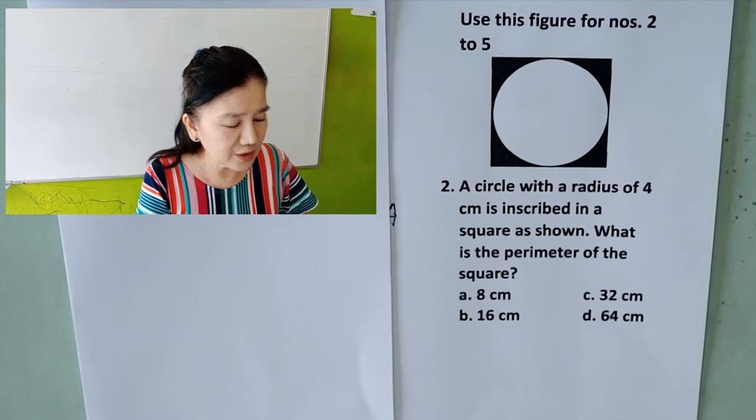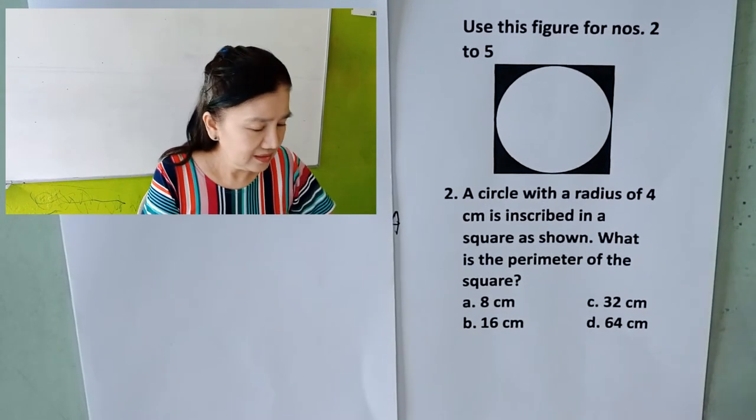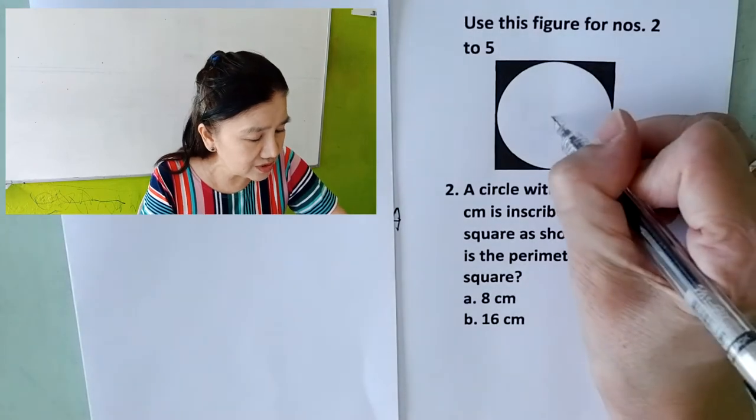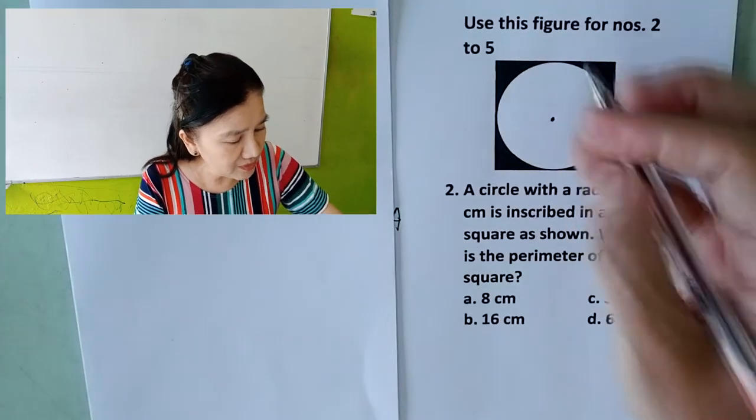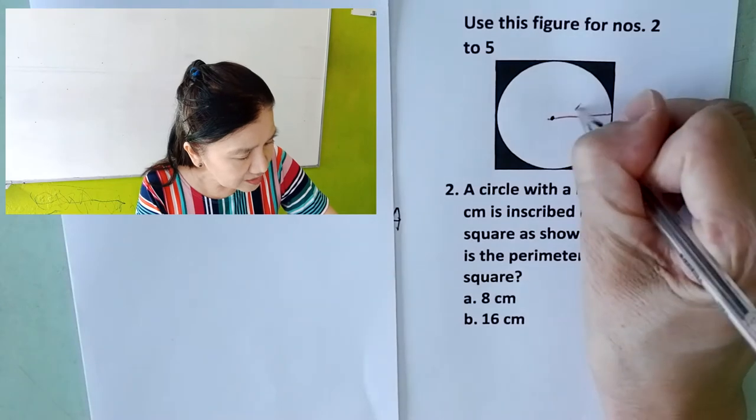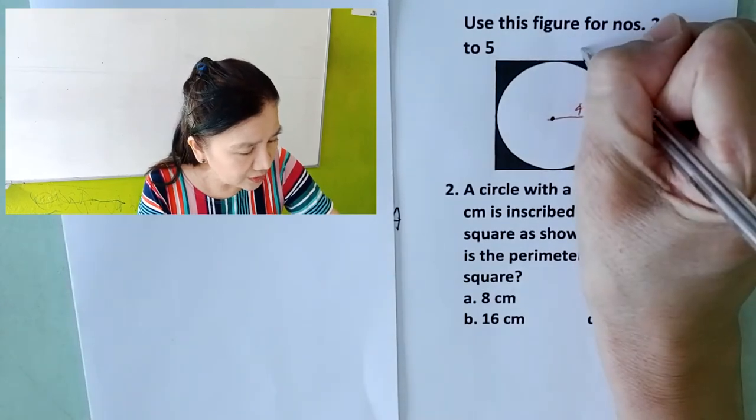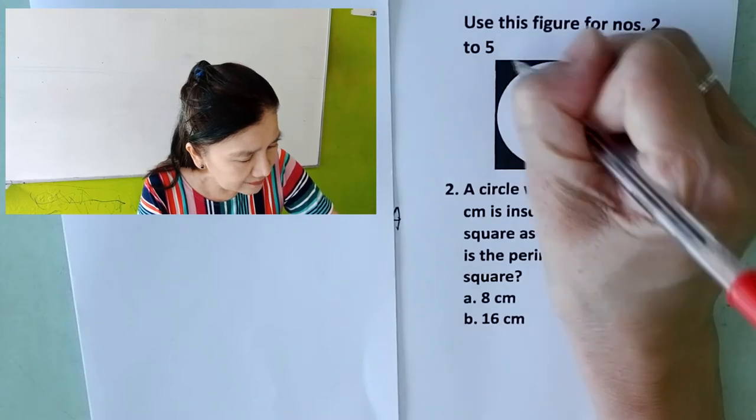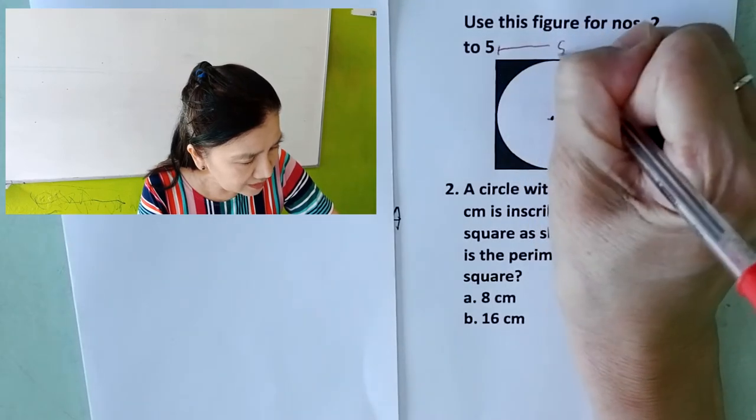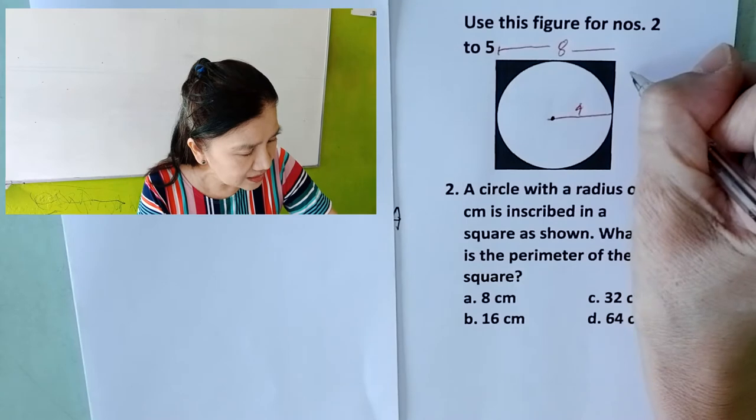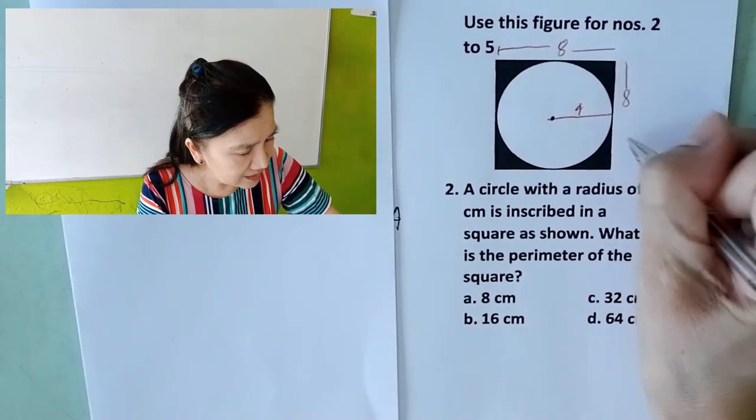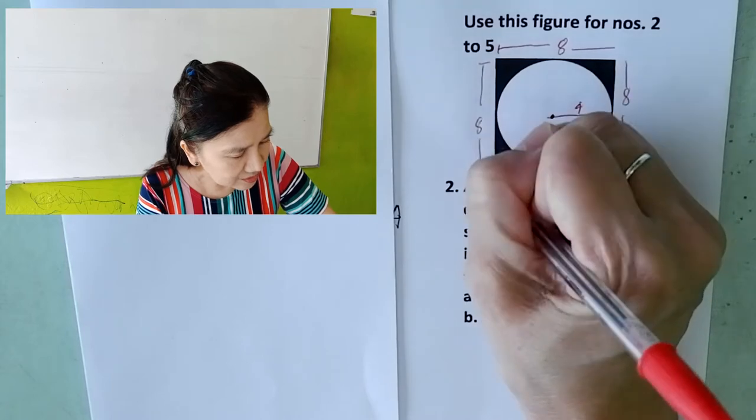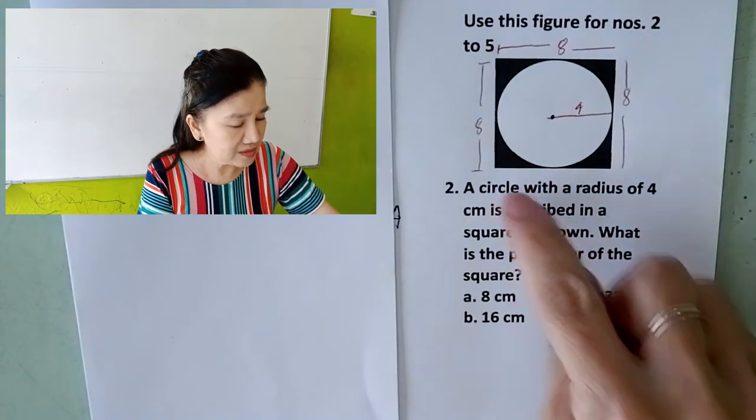Next, problem number 2. Use this figure for numbers 2 to 5. A circle with radius of 4, so the radius is 4, that would mean from here to here is 4. This is 4 also, and 4 there. So this whole thing will be 8. From here to here, that will be 8. So we have a square. This is also 8.